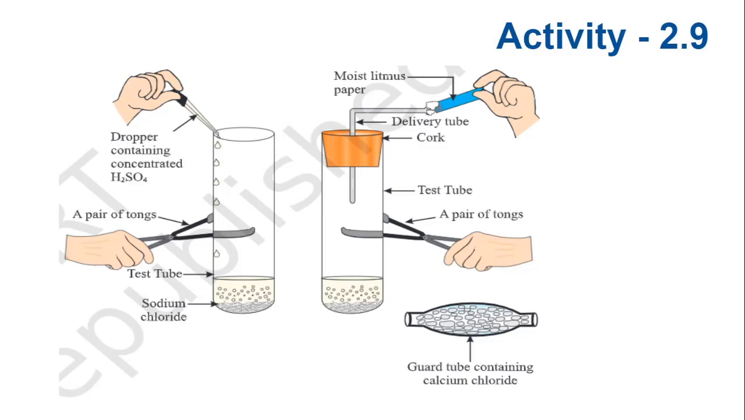If the climate is very humid, you will have to pass the gas produced through a guard tube, which means a drying tube, containing calcium chloride to dry the gas. By performing this activity, what are the observations? Let us see the observation.